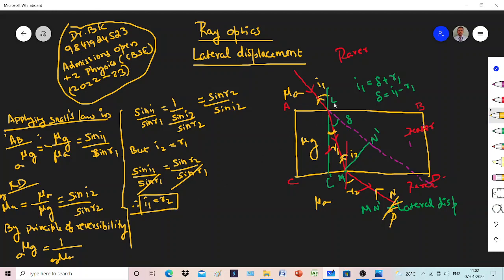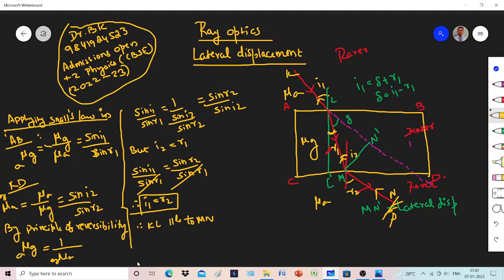What is the meaning of it? I1 is this angle, R2 is this angle, which means this ray is parallel to this ray. That is, this ray we call it as KL. Therefore I got one important result. This KL is parallel to this final ray, that is MN. This is MN. So it is parallel to MN.